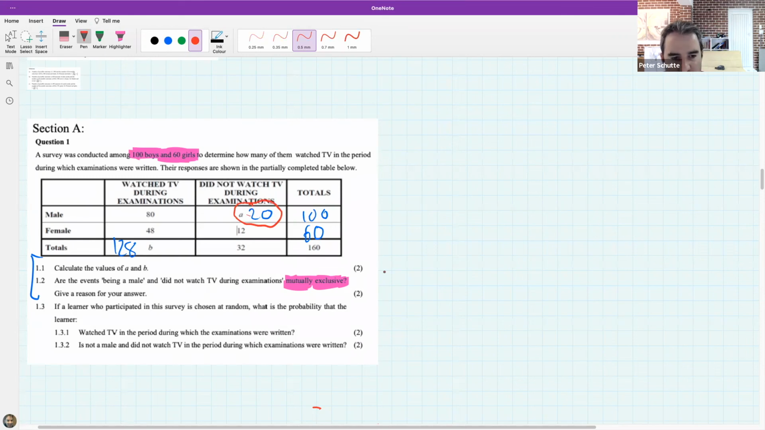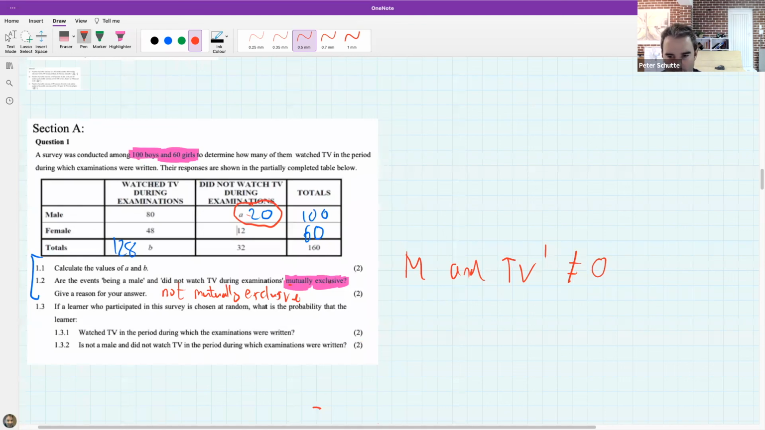Now, if 2 events are mutually exclusive, it means they basically have an empty intersection. So basically you would say male and did not watch TV. So I'll just say TV dash, which means did not watch TV. This would have to be equal to empty or 0. But you can see over here that there are 20 people in that collection. And so these are not mutually exclusive. It's basically because this is not equal to 0. Another way of saying it would be to say there's a non-empty intersection.